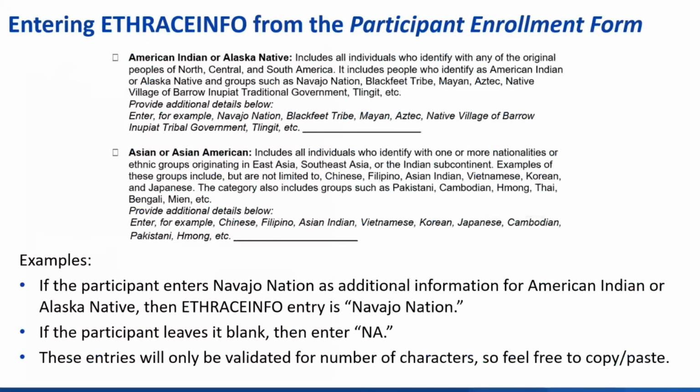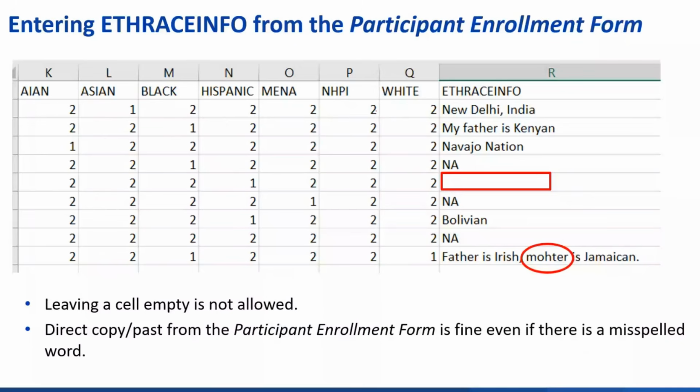For each race variable, American Indian or Alaska Native, Asian or Asian American, Black or African American, and so on, participants will have an opportunity to provide additional details. But how do those entries translate to the CSV? Any information provided can simply be copied and pasted into the spreadsheet in the ethrace info column.